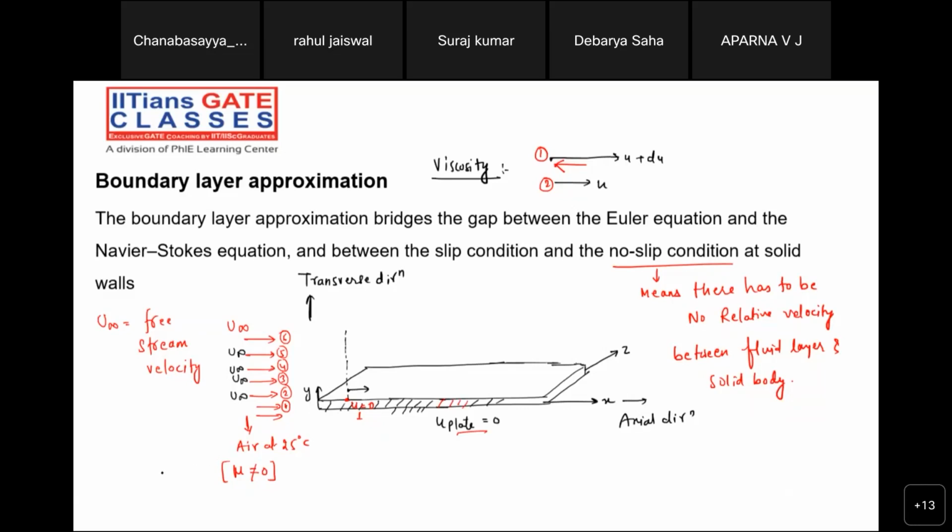It is going to have the lesser velocity as compared to u infinity. Why will it be lesser velocity? Because the first fluid layer, which is in contact with the flat plate, communicates with the second fluid layer. And what will the communication be? This first fluid layer will be saying to the second fluid layer, how can you move forward with the same velocity u infinity? Can't you see I'm at rest conditions?